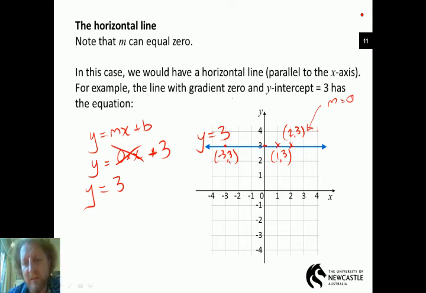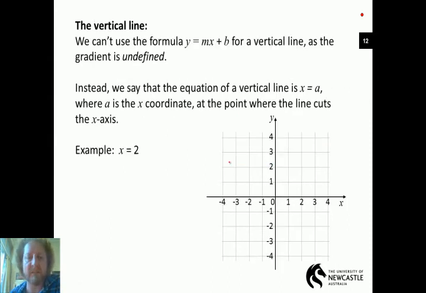I could sit anywhere on that line and x is a unique value, but y is always equal to 3. So the easiest way to know is if a line is horizontal and it just passes through y equals 3, that's its name. And the next page showing vertical lines, the same logic applies.